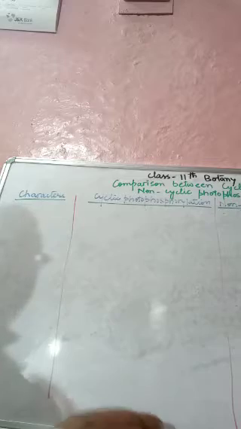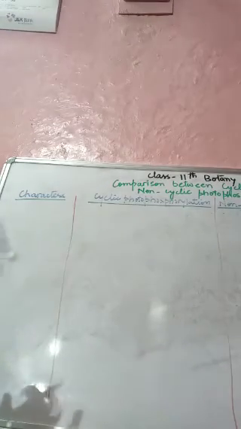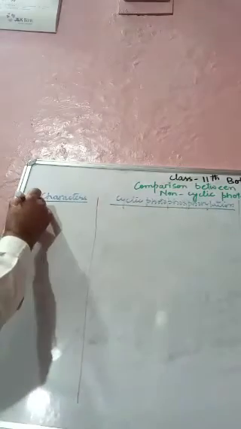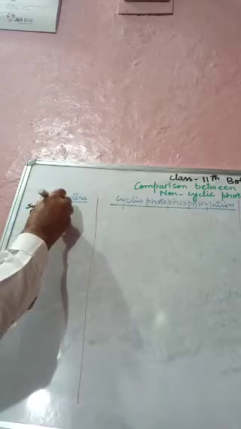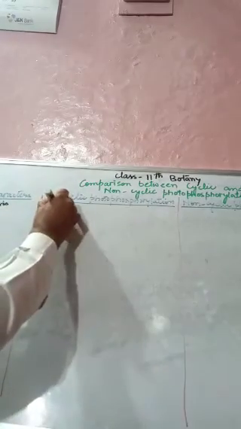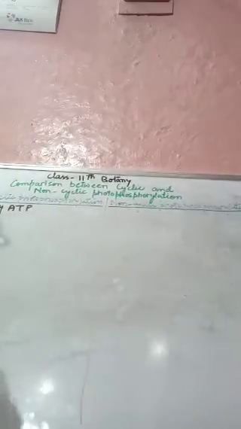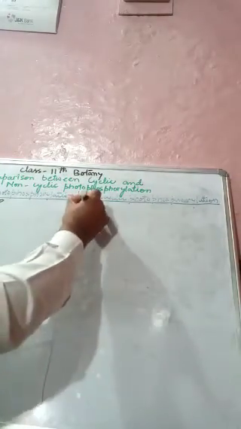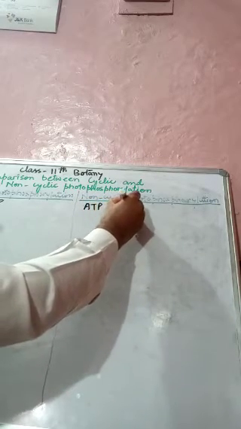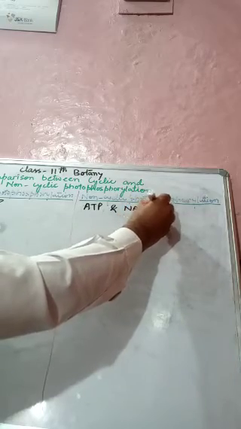First character: if we see what is synthesized in cyclic photophosphorylation and in non-cyclic photophosphorylation, that is the synthesis. In cyclic photophosphorylation, only ATP is synthesized, while in non-cyclic photophosphorylation, ATP and the reducing agent, NADPH2, are synthesized. This is the first one.